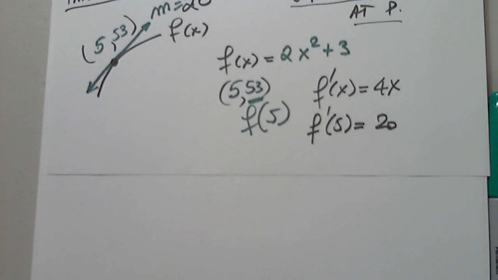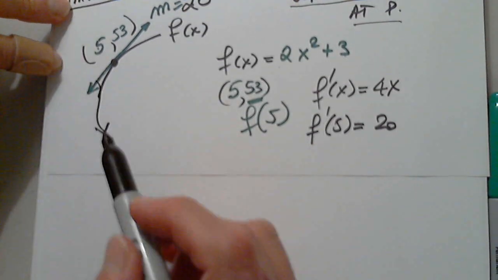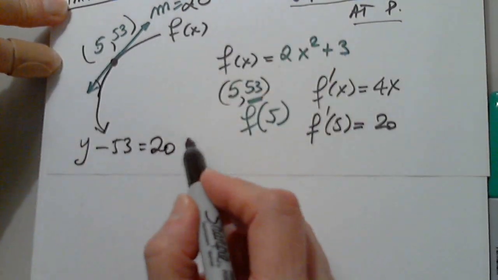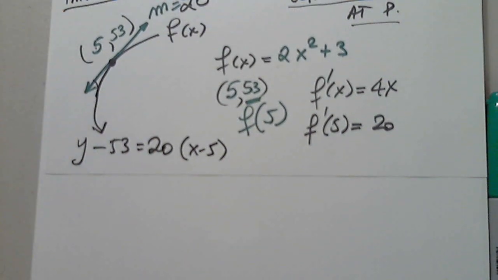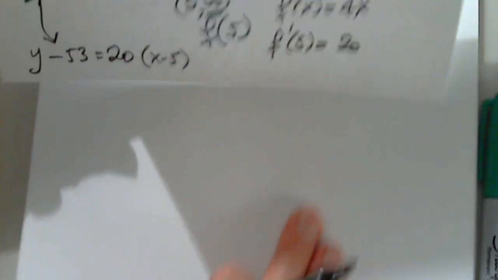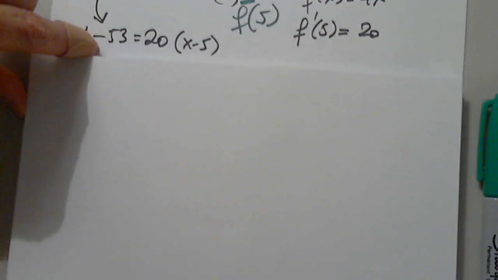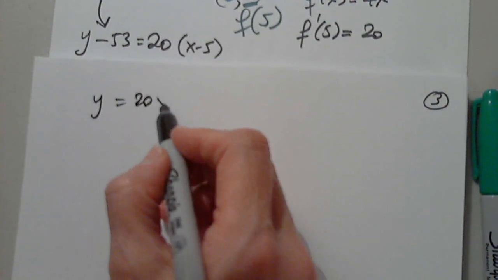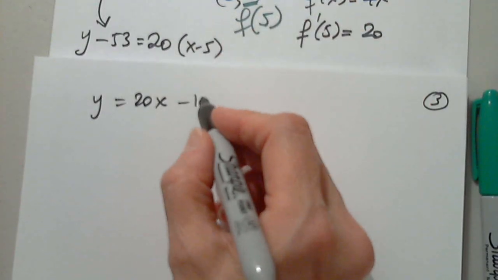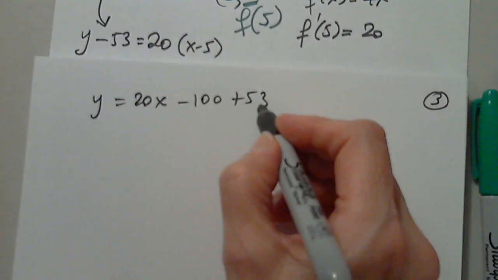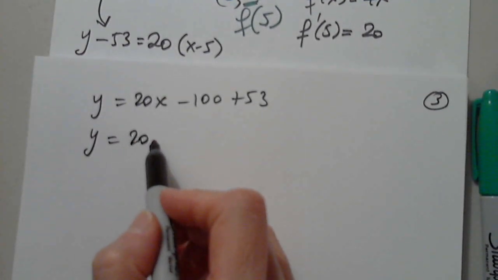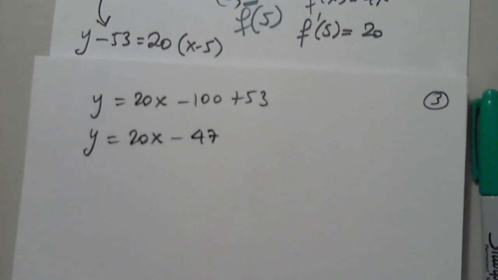Great job. Thank you. So now can I find the equation? Yes. Y minus 53 equals 20 times x minus 5. Great job. Okay, moving on. Good. So y equals 20 times x is 20x. 20 times -5 is -100 plus 53. It was negative here. I move it to the other side and it's positive. Very good. So then y equals 20x minus 47.